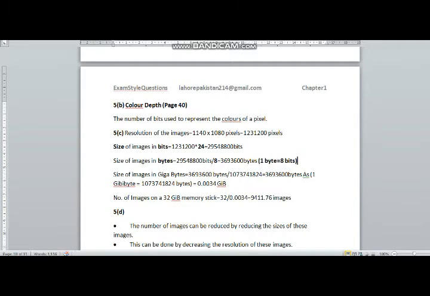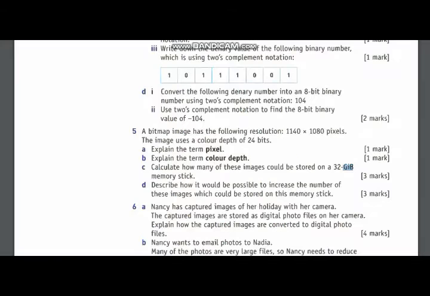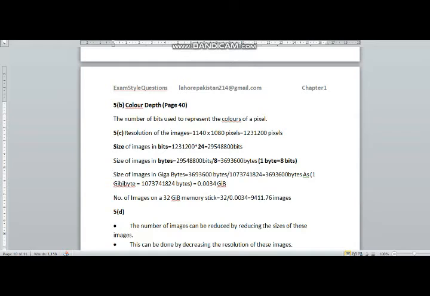But this answer in bytes is not enough, because the memory stick which is mentioned in this question is in gigabytes. So we need to convert bytes to gigabytes also. As mentioned on page number 32 of your book, 1 gigabyte is equal to 1073741824 bytes. So we will divide the bytes by 1073741824 to get the answer in gigabytes. Now all the units are the same, the memory stick is also in gigabytes, and the size of one image is also in gigabytes. So we will divide the whole memory stick by the size of one image to get the total number of images. Let me explain the answer to you also.